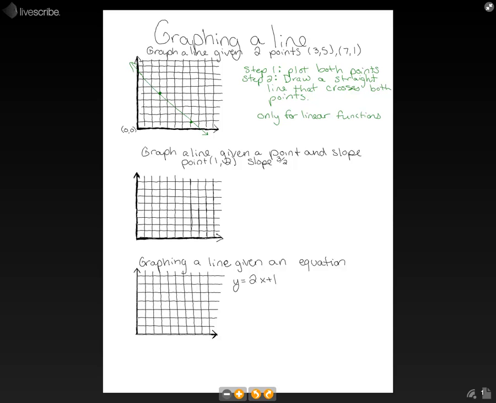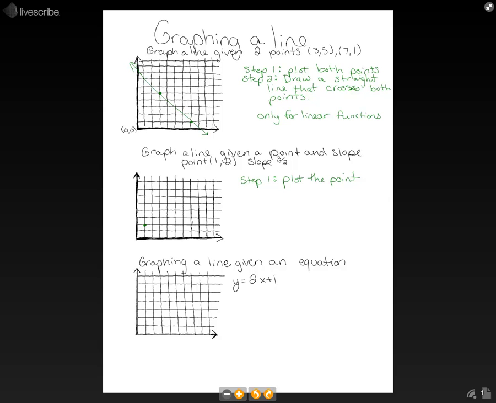So our next way to graph a line is given a point and a slope. So whenever we have a point and a slope, we know our starting point essentially and how to get to the next point. So our first step is to plot the point. So we have the point (1, 2). So that puts us right here.